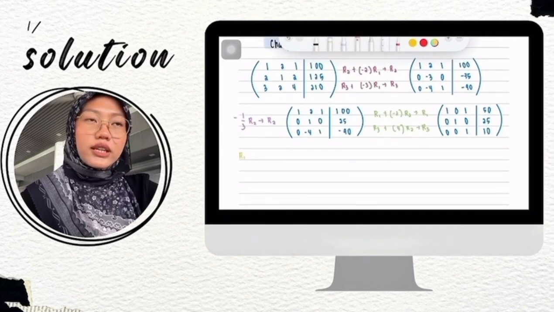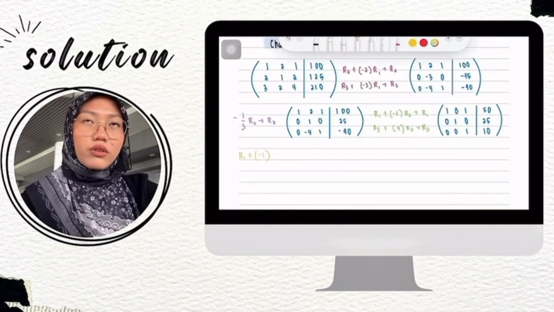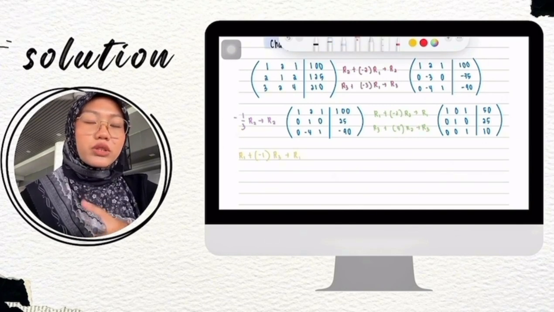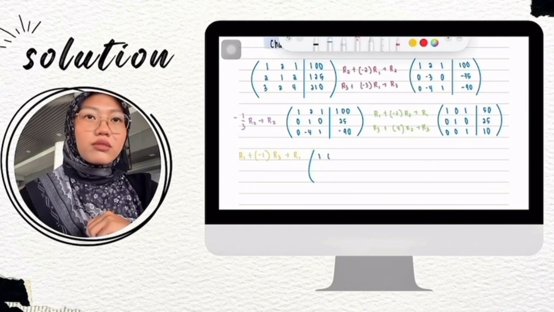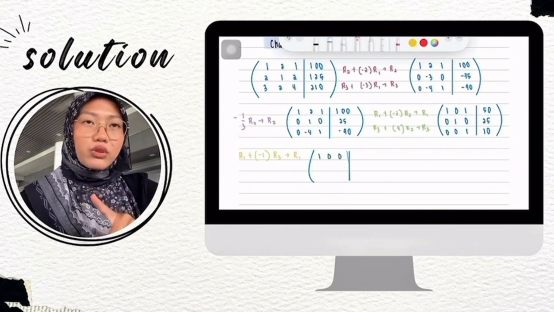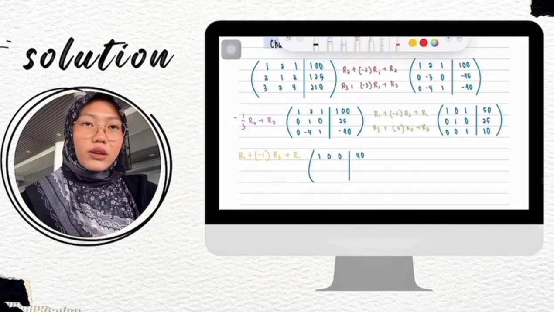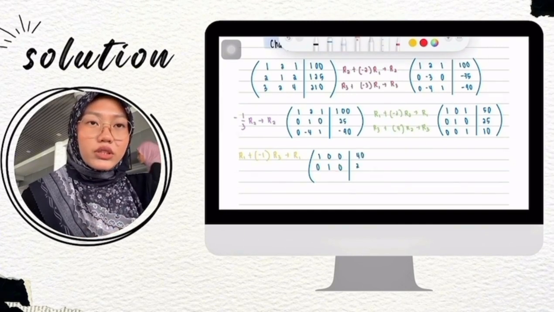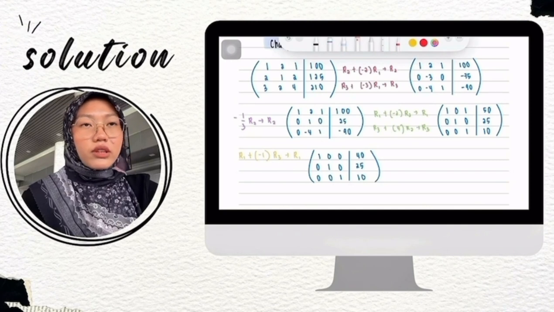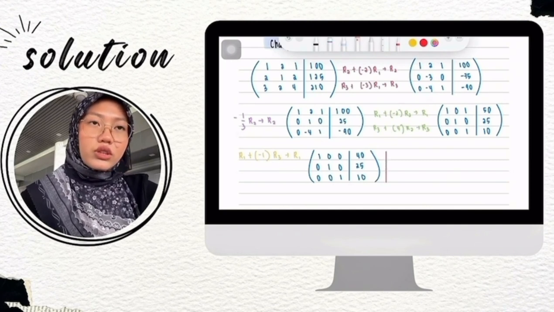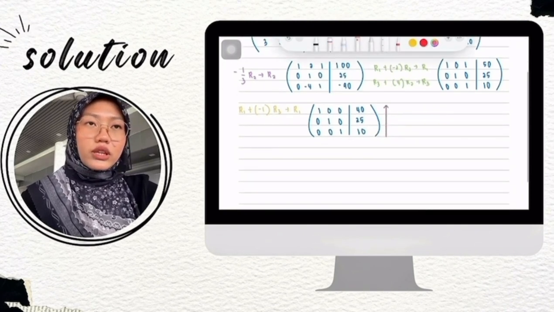Here it is not done yet, since in the first row and the third column there is a 1 there, which we will make into 0. So by that, for the first row we need to plus negative 1 times R3, since the leading 1 is in row 3. Then we will get 1, 0, 0, and 40. Then the second row and the third row are the same, which is 0, 1, 0, 25, and then 0, 0, 1 we will get 10.